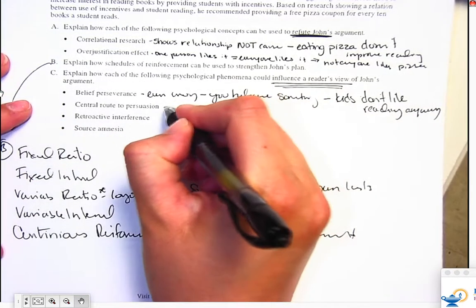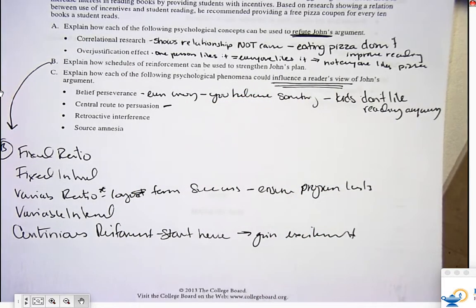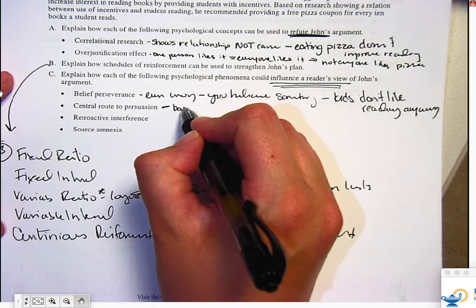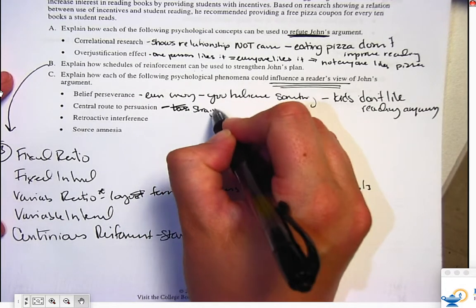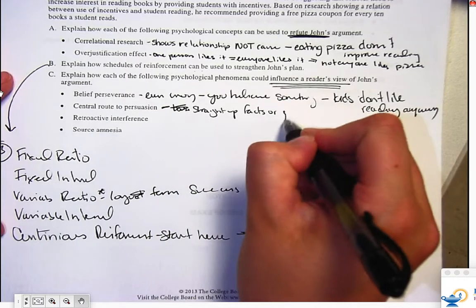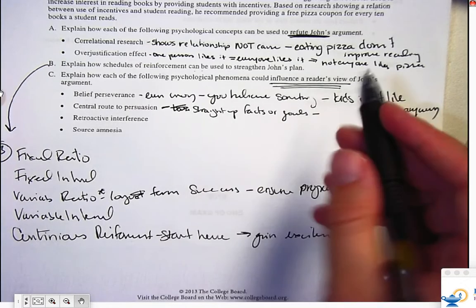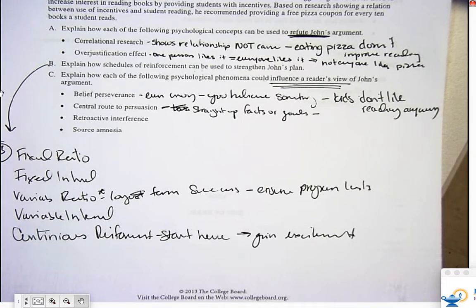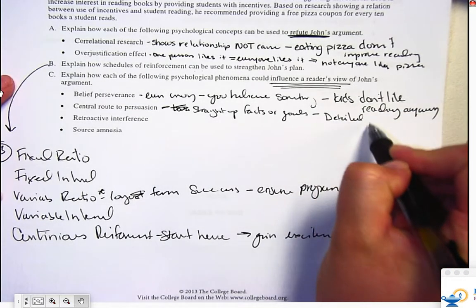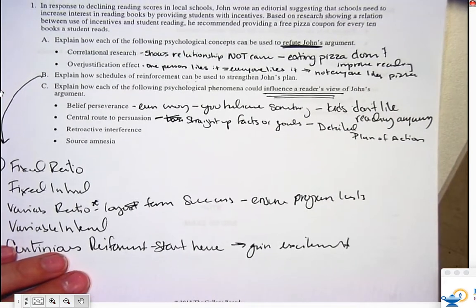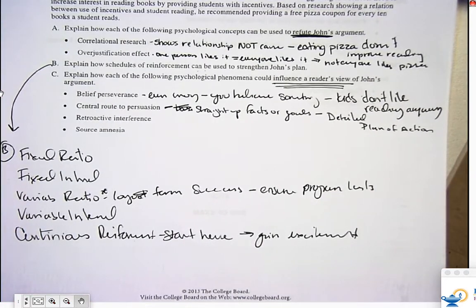So central route persuasion, how is that going to influence a view of John's argument? Skylar? It'd be more convincing since it's based on fact. Okay, so it's straight up facts, or goals. Okay, but how is that going to influence? Convincing isn't influencing. They like the detailed plan, maybe? Yeah. Okay, a detailed plan of action. That's motivating, remember? When Donald Trump and Hillary were running for their campaign, everyone's like, well, how are you going to do that? What's the plan? What's the plan? Yes? That's central route.